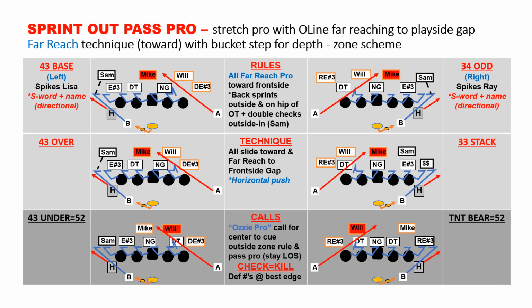With our sprint out pass protection, this is where we get the overlapping. We're going to use our stretch zone blocking technique, far reach, and all the same calls. We just add Aussie Pro, which makes it pass protection, staying on the line of scrimmage.